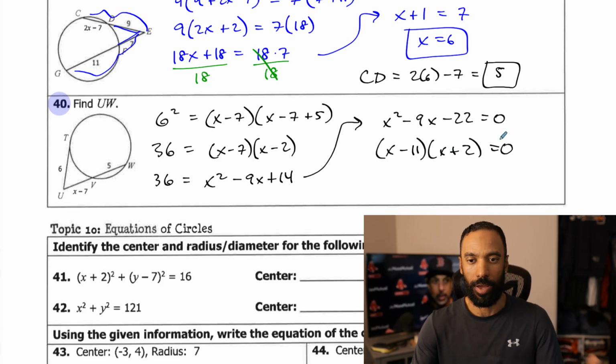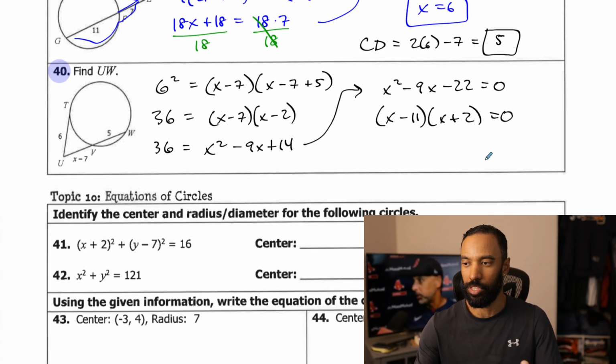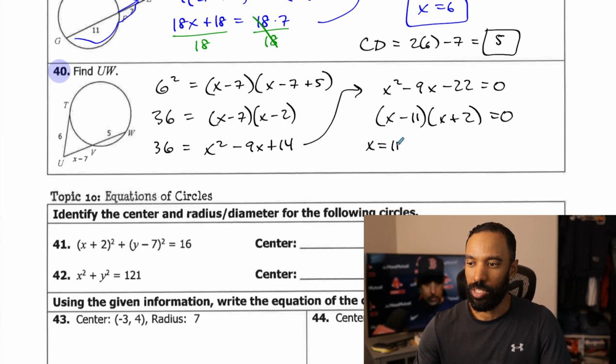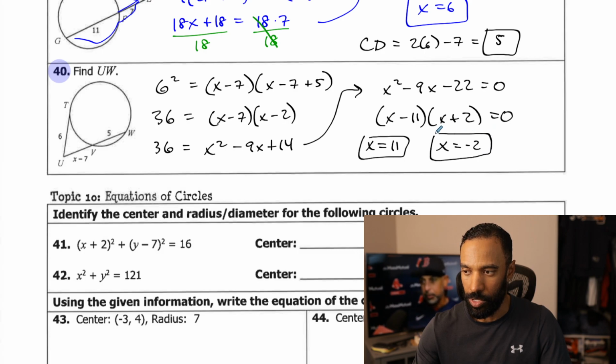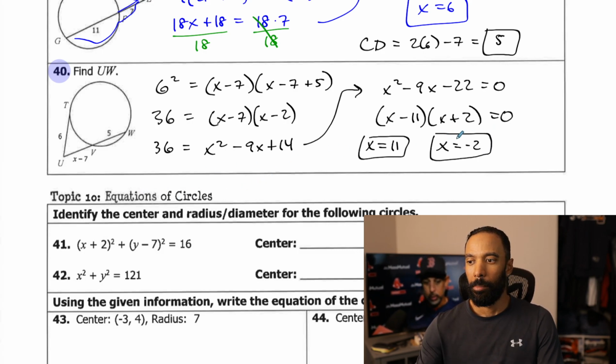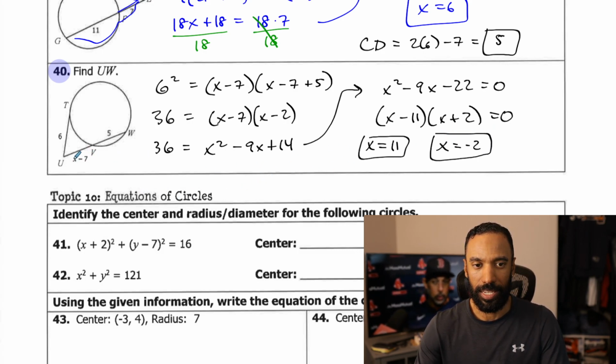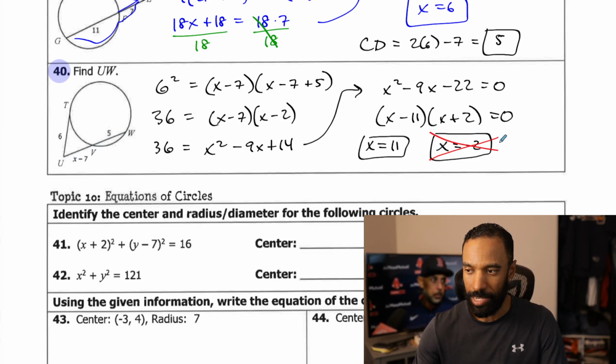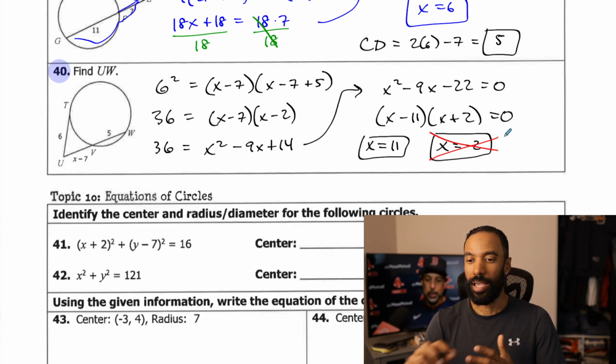Again, my goal is not to stick around for the algebra aspects. It's to kind of give you the geometry. So if x minus 11 equals 0, then x is 11. If x plus 2 equals 0, then x equals negative 2. Problem with negative 2 is you substitute it into here and you get negative 9 as a length, which is not possible. So I can't allow that. Neither can the problem. So x equals 11.